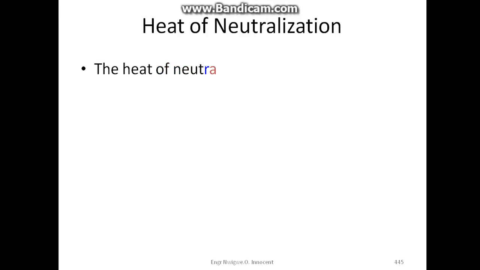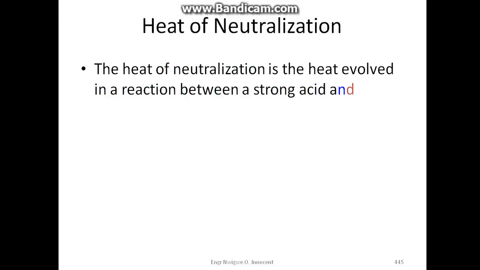Heat of neutralization. The heat of neutralization is the heat evolved in a reaction between a strong acid and a strong base per mole of water. Hydrogen ion plus hydroxyl ion to give water plus change in energy, the heat of reaction.